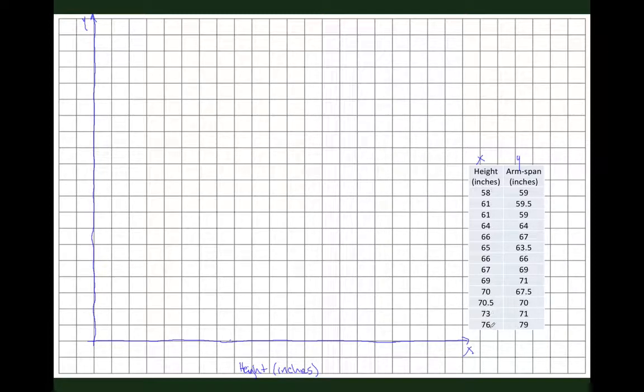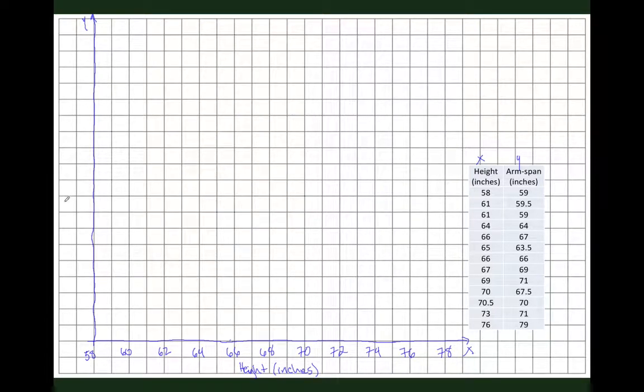So here I have 58 to 76. So I'm going to start off here with 58 and count by twos. I'm going to skip every other square, label every other square. So we have 58, and make this one 60, 62, counting by twos here. And the largest X value in my table is 76, so 78 should be plenty.